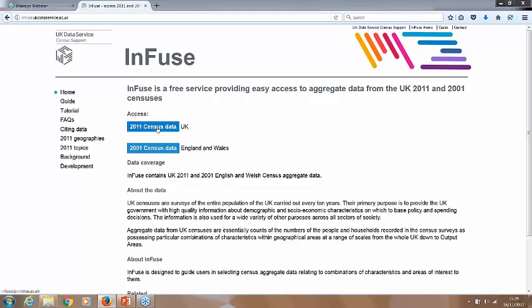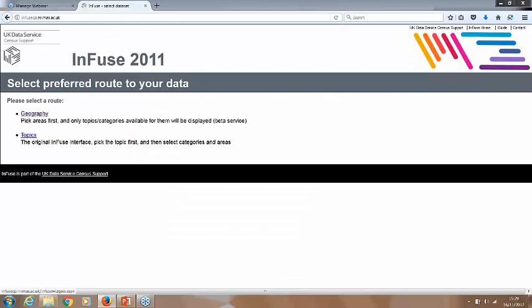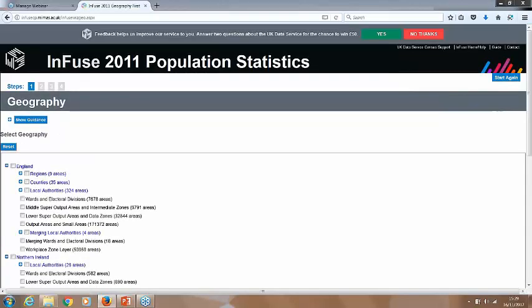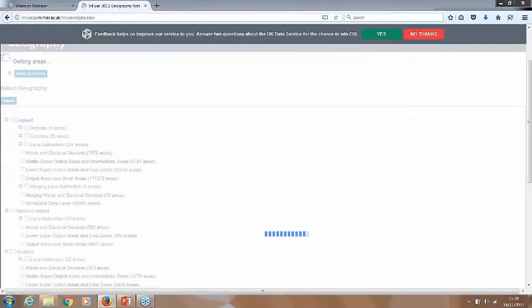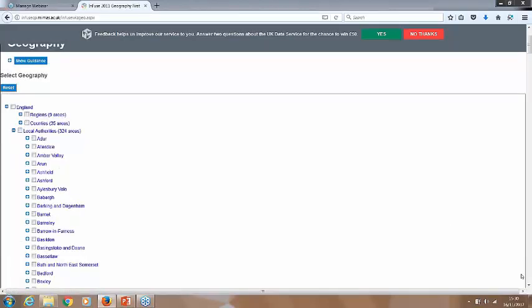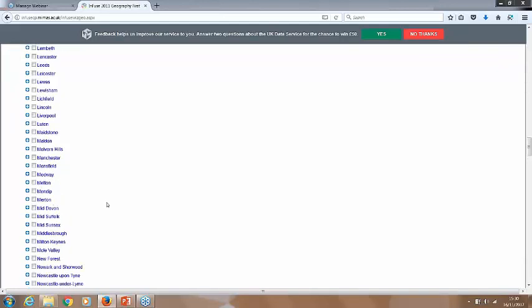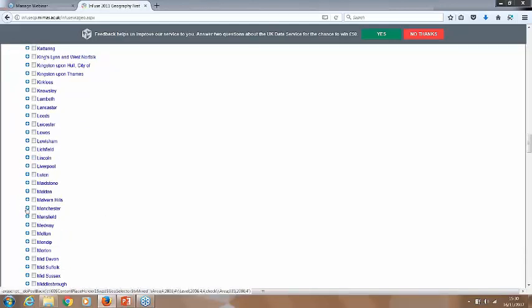Okay, so we want 2011 data, and we have a choice between geography or topics first, and I'm going to pick my geography first. So not all data is available at all geographical levels. So basically, if you go for a lower geography, you're going to get fewer categories. So if I was interested in a particular area, and you've got all the different countries here, you can take as many or as few of them as you want. I'm going to expand local authorities, and I'm going to scroll down and find Manchester, because that's where I'm based.